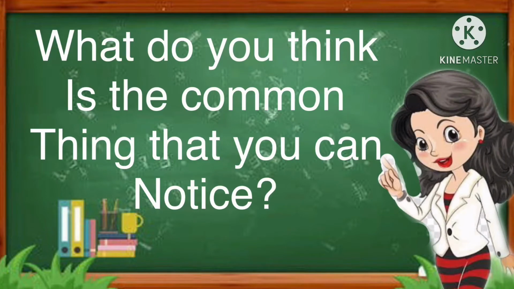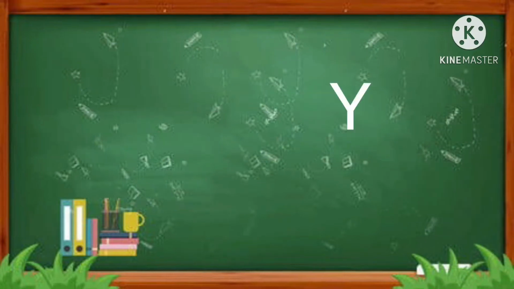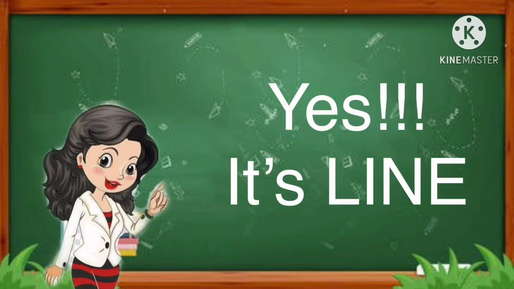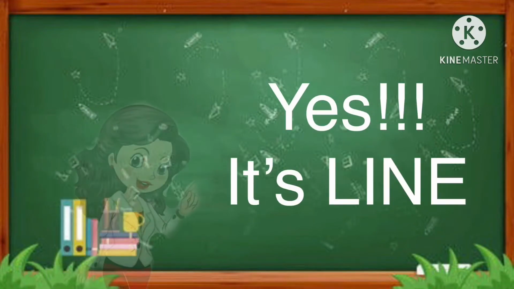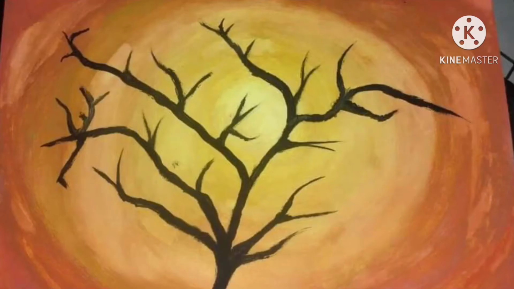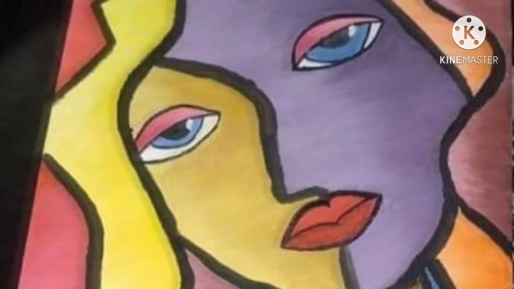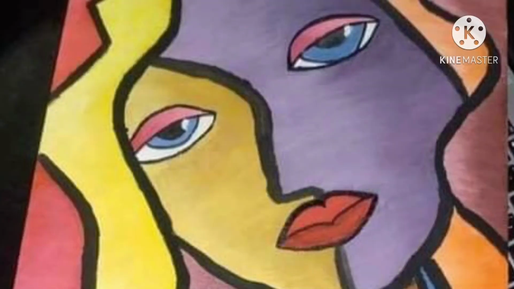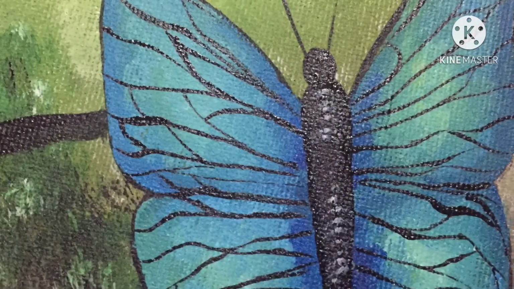What do you think is the common thing that you can notice? Yes, it's line. And artworks are made up of different lines. Each of these pictures shows a similar thing, but one main idea that differentiates them is how the artist used lines in that artwork.